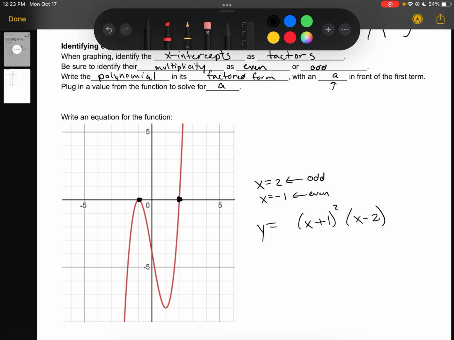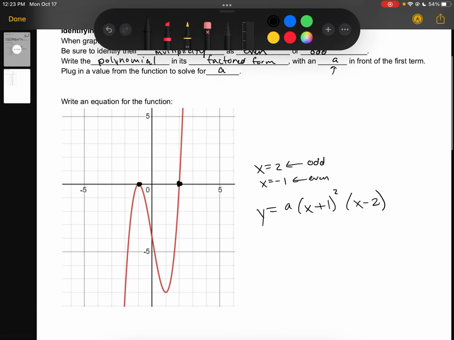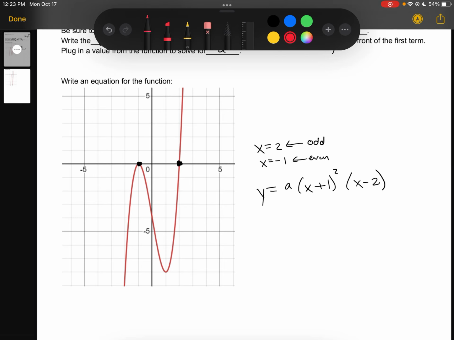The last step, the new step, is to write in an a on the outside. From here, we just choose one value from our function. Anywhere really works. Maybe we can choose this one because it's on a nice corner of a point: 1 comma -8, it goes down by 8. We plug in x and y and solve for a. So we have -8 for y and 1 for x, and that gets us to a spot where we can solve.